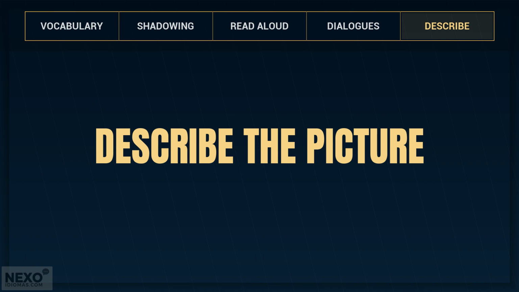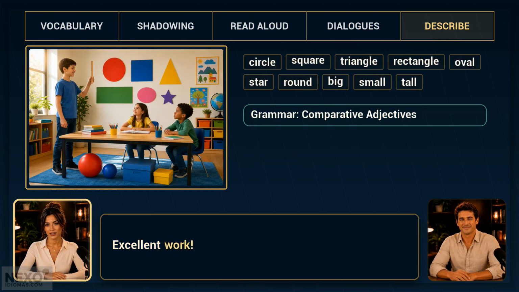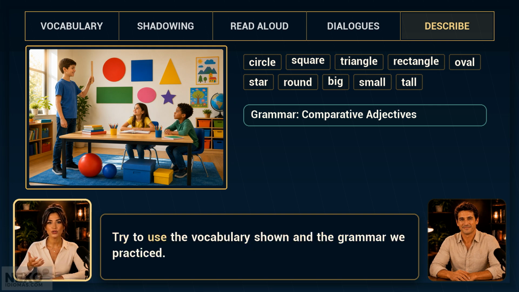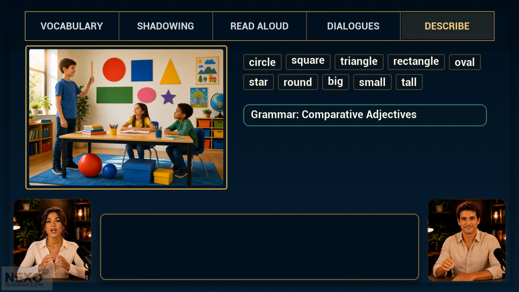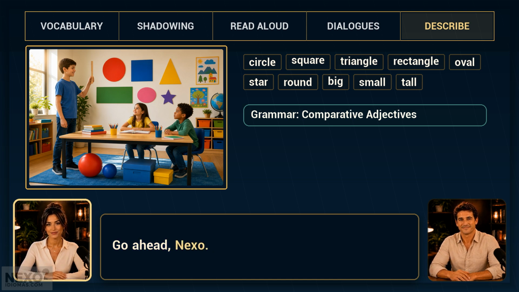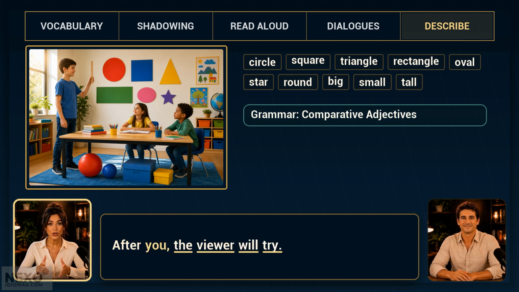Describe the picture. Excellent work. Now describe what you see in the picture. Try to use the vocabulary shown and the grammar we practiced. I will look closely and describe the picture. Go ahead, Nexo. After you, the viewer will try.